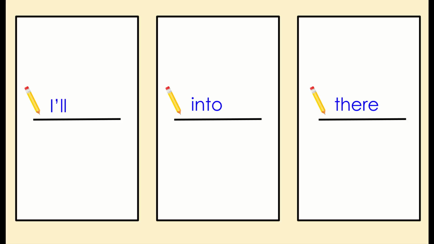All right, let's check your spelling. The first word was I'll, capital I, apostrophe LL. Into, I-N-T-O. And the last word, there, T-H-E-R-E, there.